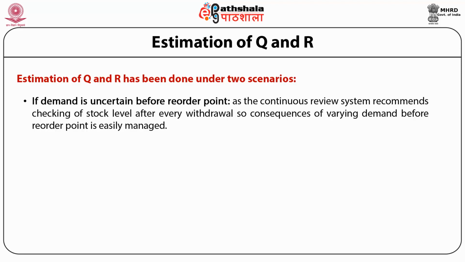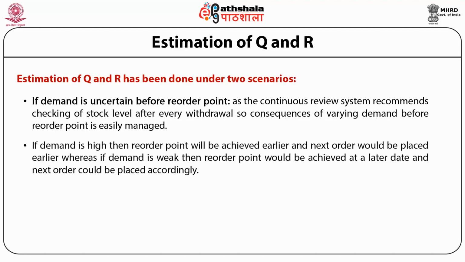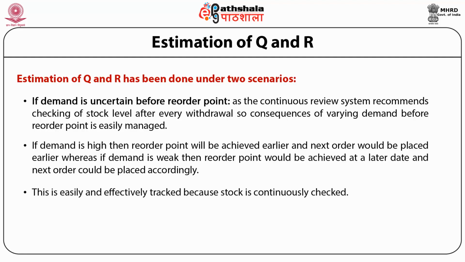As the continuous review system recommends checking the stock level after every withdrawal, the consequences of varying demand before the reorder point are easily managed. If demand is high, then the reorder point will be achieved earlier and the next order would be placed earlier, whereas if demand is weak, then the reorder point would be achieved at a later date and the next order could be placed accordingly. This is easily and effectively tracked because stock is continuously checked.